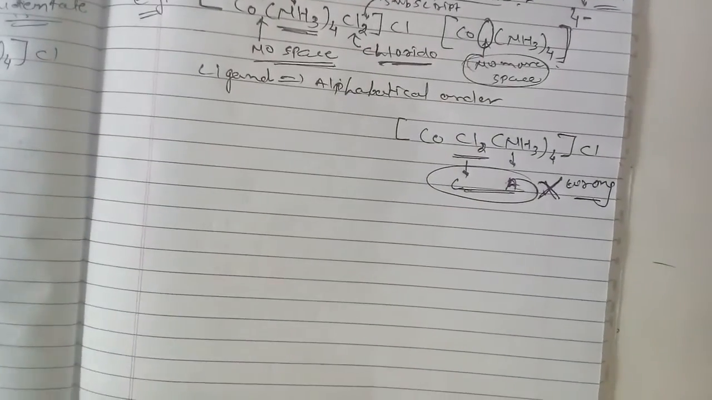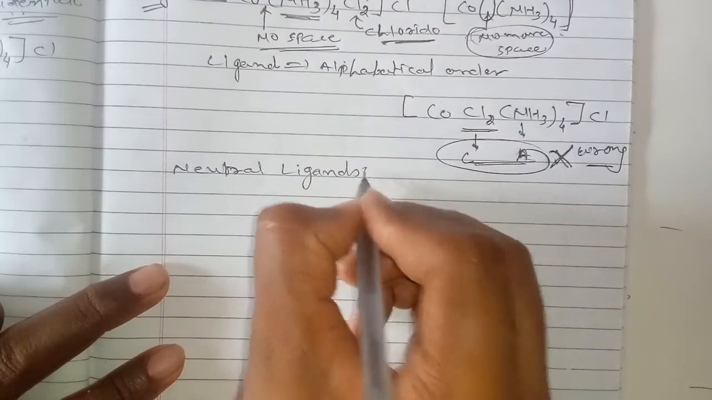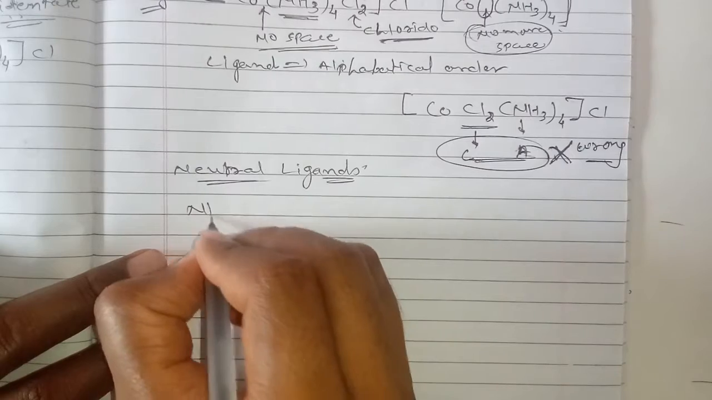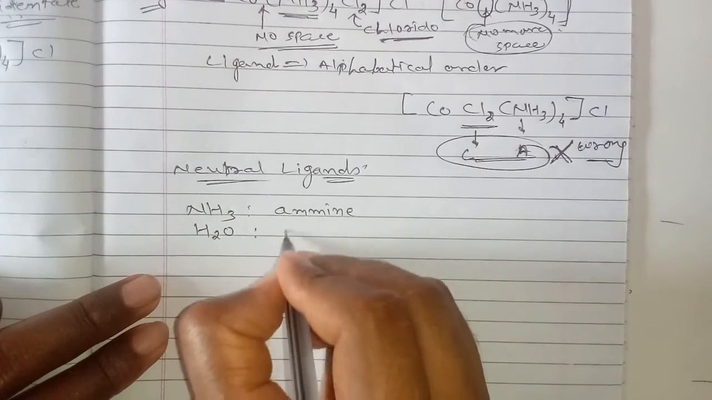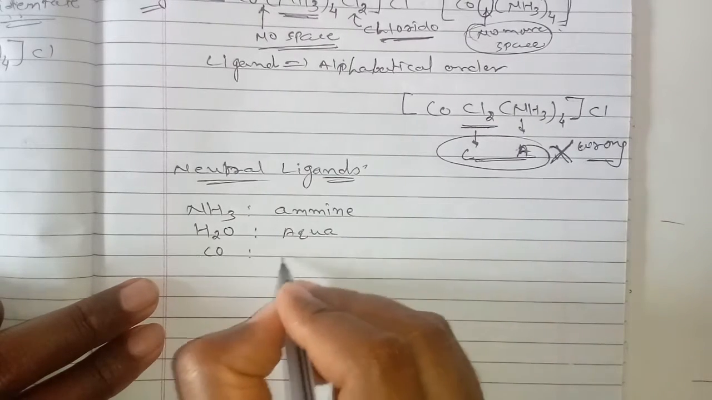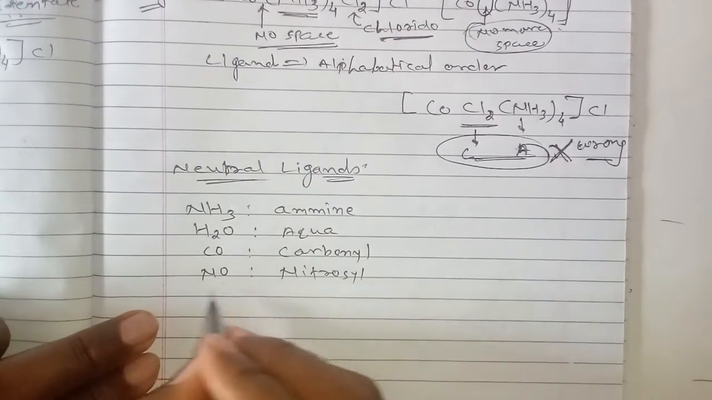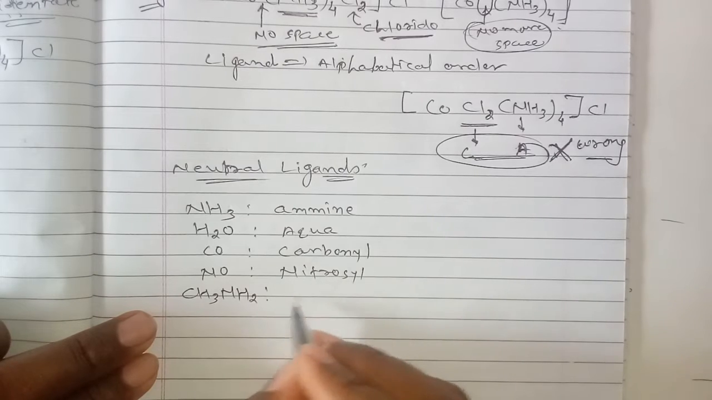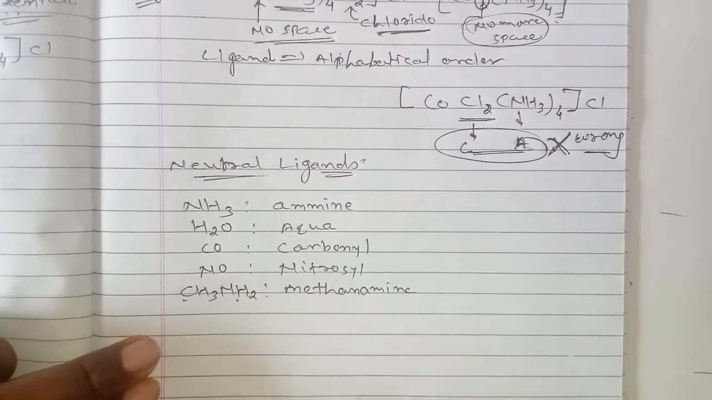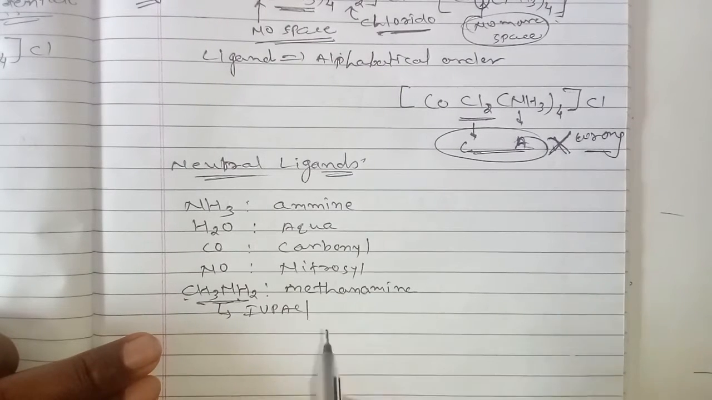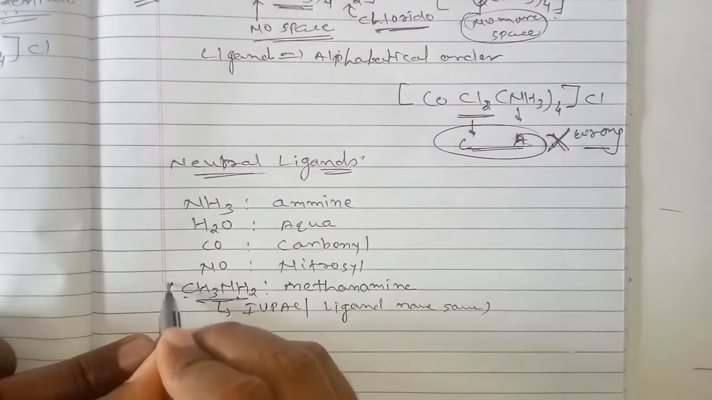Some important neutral ligands are: NH3, it is amine; H2O stands for aqua; CO stands for carbonyl; NO, nitrosyl; CH3NH2, methanamine, and its IUPAC ligand name is the same, methanamine.